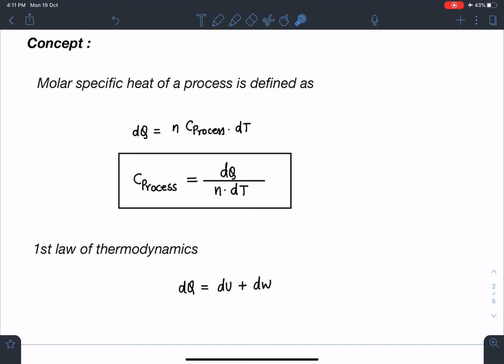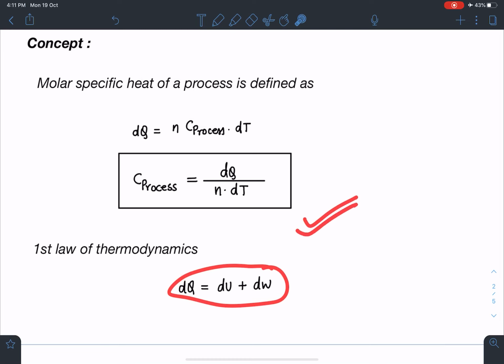Then we will be using the first law of thermodynamics, dq is equal to du plus dw. We will also be using the ideal gas equation and the equation of the process. These are the four relations normally we use in order to solve any question of heat and thermodynamics: the first law of thermodynamics, the ideal gas equation, the process equation, and their conversions.